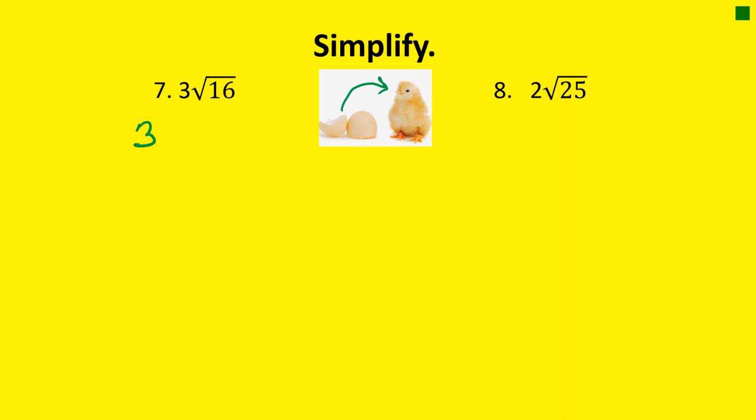Setup time, 3 square root of 16. Okay, so I'm going to go over here. I'm going to hedge 16. 16 divided by 2 is 8. 8 divided by 2 is 4. 4 divided by 2 is 2. 2 divided by 2 is 1.